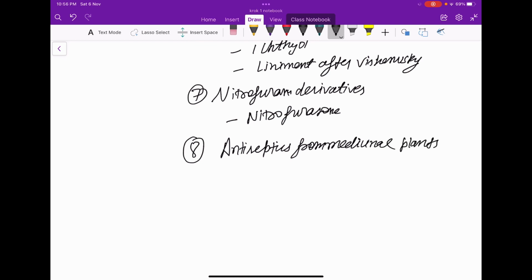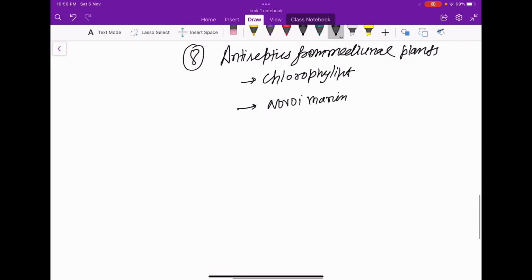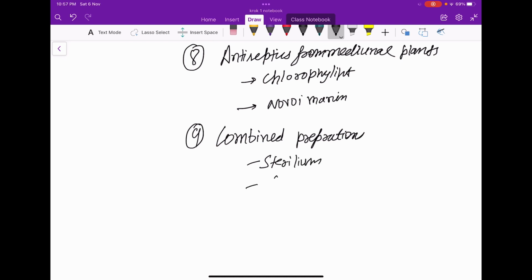It consists of what? Chlorophyllipt. Next one, novoimanin. Thereafter, the last category is combined preparations. It consists of tristillium and cutaspate.